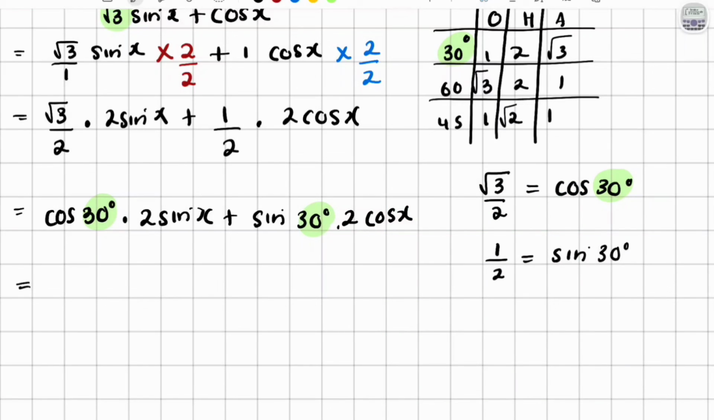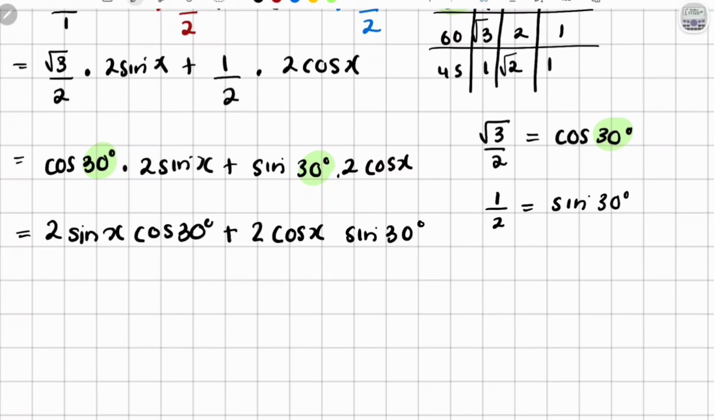I'm going to change it to say, when I multiply these two, the sine should come first. I'm just going to say 2 sine x cos 30 degrees. So that's sine cos, and then plus, we must have cos sine. So I still have the 2, so I'll say 2 cos x sine 30 degrees. And now it's in the right order.